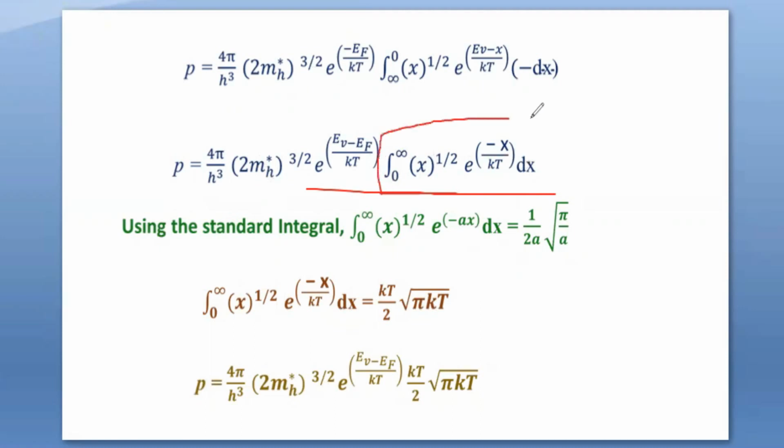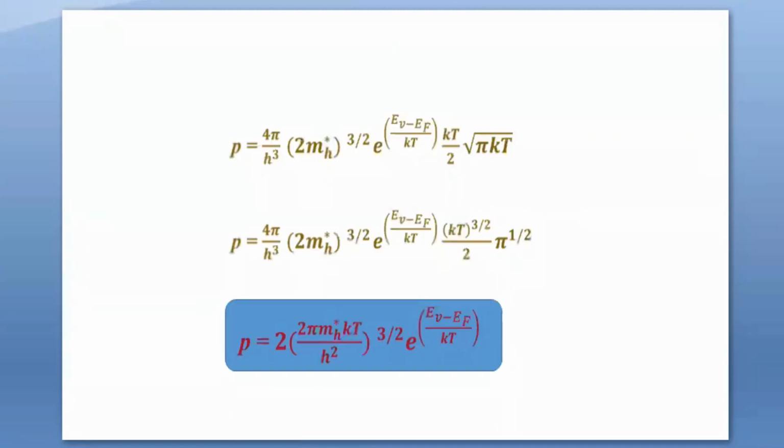So using the gamma function, that is equal to KT by 2 root pi KT. Substituting in that equation, here also the same, we got KT and root KT, pi and root pi. So all these have power 3 by 2 along with 2 mh star, bringing all these terms under one bracket. Substituting and rearranging them, finally we got P is equal to 2 into (2 pi mh star KT by h square) whole power 3 by 2 e to the power of (EV minus EF) by KT.